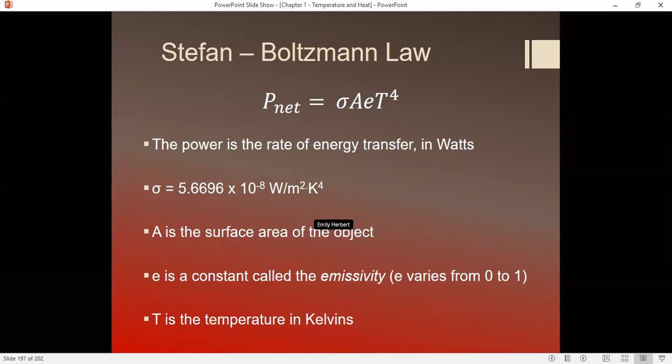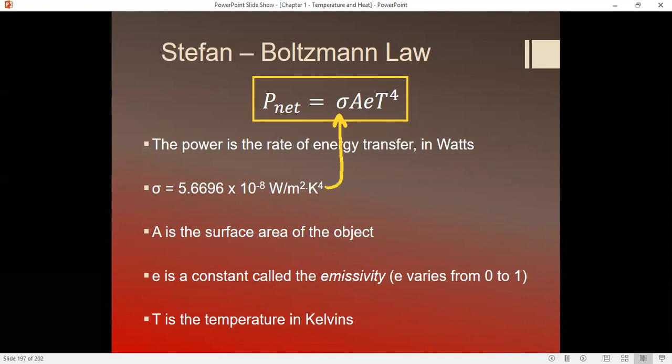The Stefan-Boltzmann Law states how much thermal power an object will give off, based on its properties. First of all, we've got this little constant right here. This is our Stefan-Boltzmann constant, sigma. It's the same for everything.